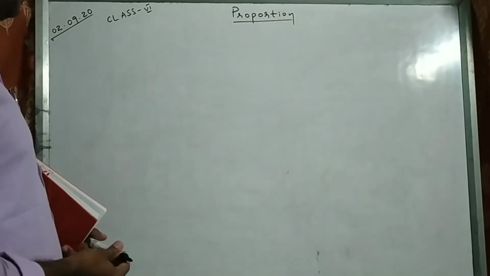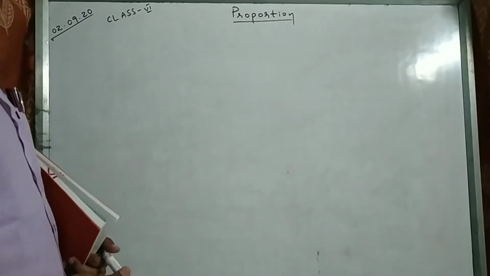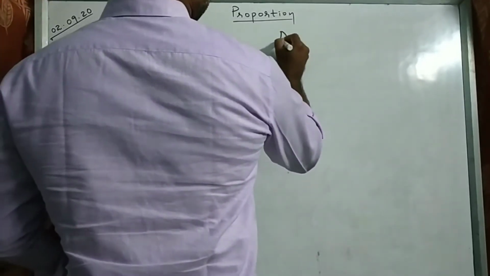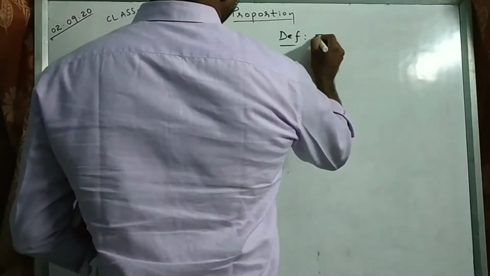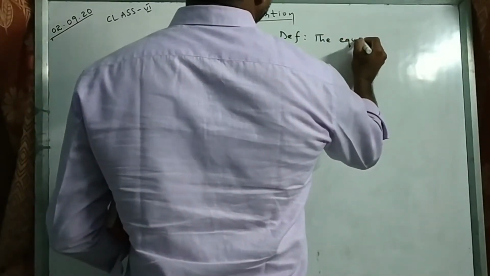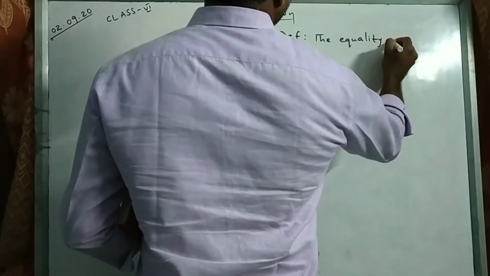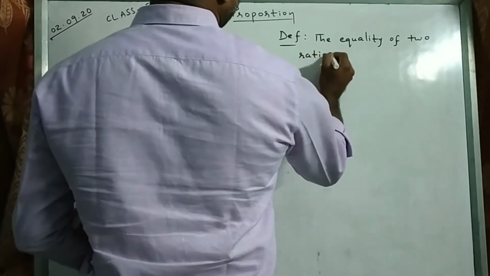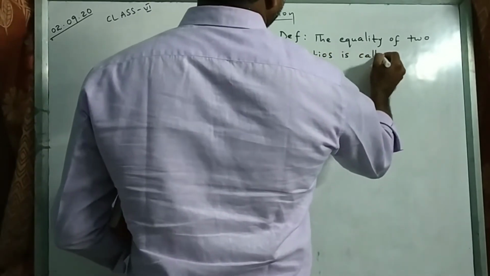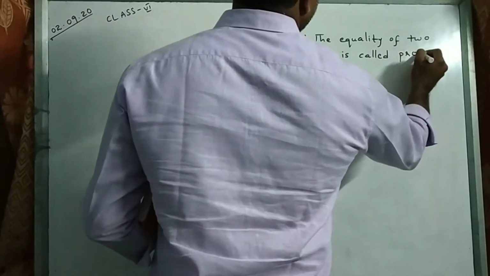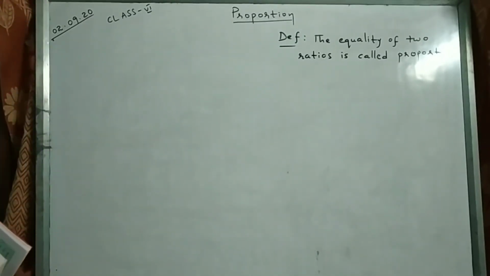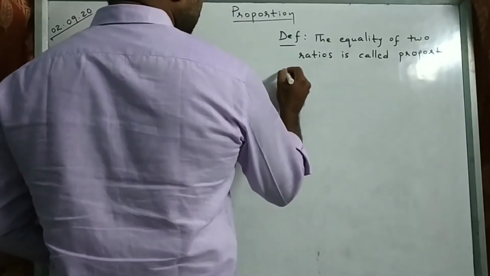So we started in the previous class, we started ratio. Along with ratio we have proportion also. What is meant by proportion? Definition: the equality of two ratios is called proportion. The equality of two ratios is called proportion.